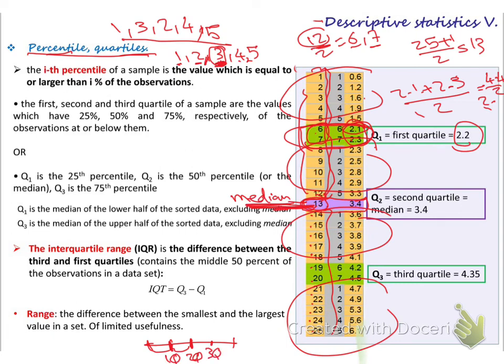I'm not calling it first. So here I call this one the minimum value. And this one, the maximum value. So I have the first quartile, second quartile, and third quartile, okay? The difference between the first and the third quartile, they call it the interquartile, okay? So interquartile equals Q3 minus Q1. The value of Q3 minus the value of Q1.